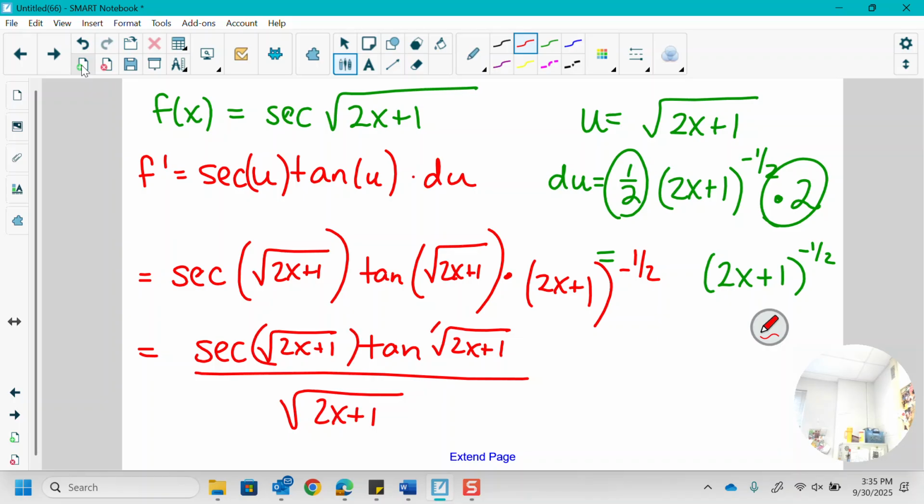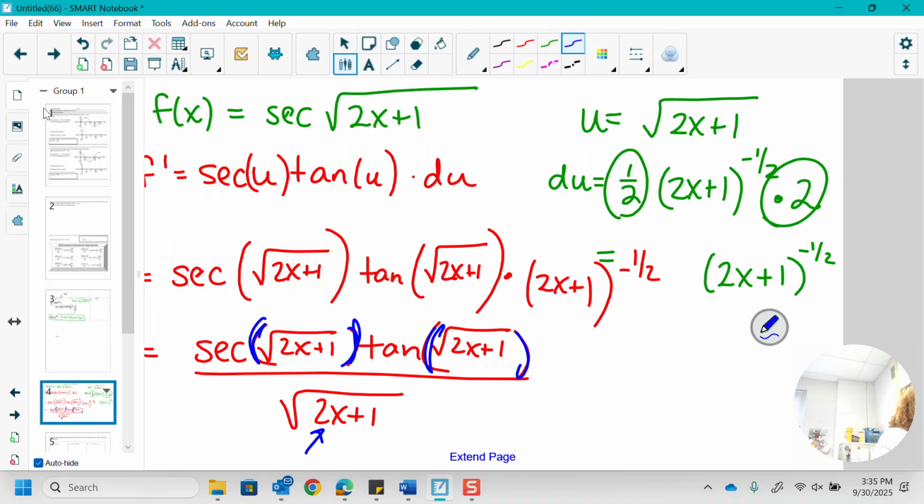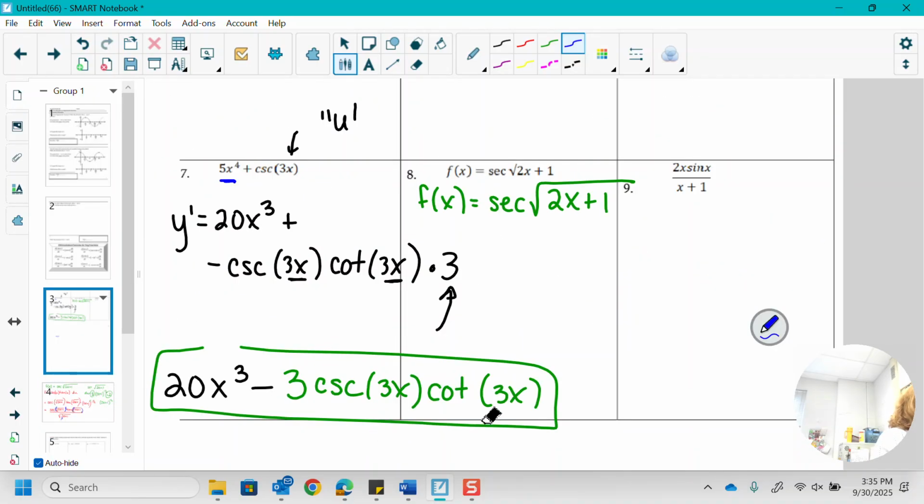As tempting as it is to look at all those 2x plus 1 roots and say divide, divide, divide, nothing cancels out. This belongs to the secant and you can't take it away. You can't take this away. This being the same as those two doesn't give us any advantages for simplifying. Nothing we can do. So there's number 8.